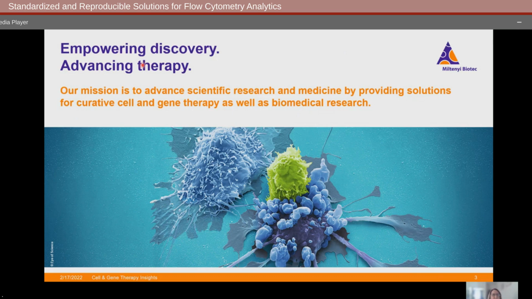Our mission is really to advance scientific research in medicine by providing solutions for curative cell and gene therapy as well as biomedical research. We are heavily involved in the fields of cancer, immunotherapy, neuroscience, stem cell, and cardiovascular studies, and we translate that typically into clinical therapies in graft engineering, regenerative medicine, and immunotherapy. More specifically today, I'll be focusing on immunotherapy and flow cytometry analytics for that group of preclinical and clinical research.